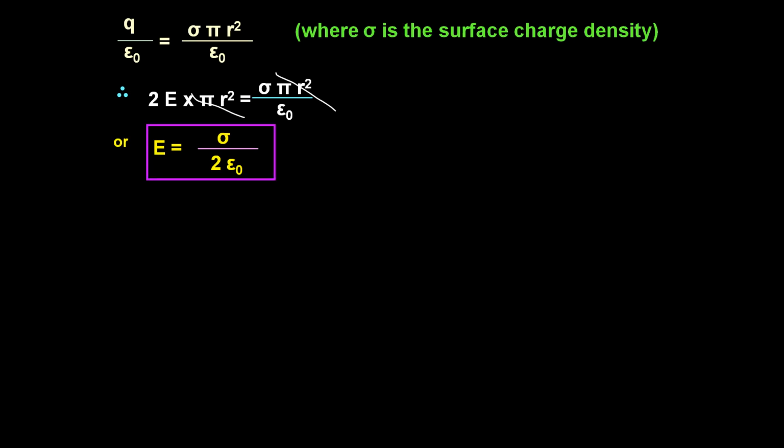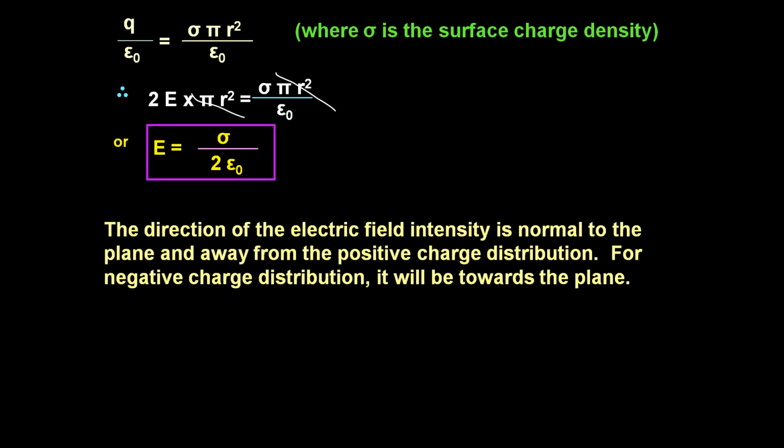Clear? Now, let us have a small analysis of the value of electric field. As you can see, direction of electric field intensity will be normal to the plane and away from the positive charge distribution. If we have taken a negatively charged sheet, then its direction will be towards the plane. That's it. Value will be sigma by 2 epsilon 0. Direction will be away from positive charge or it will be towards negative charge. It will be normal to the plane sheet.